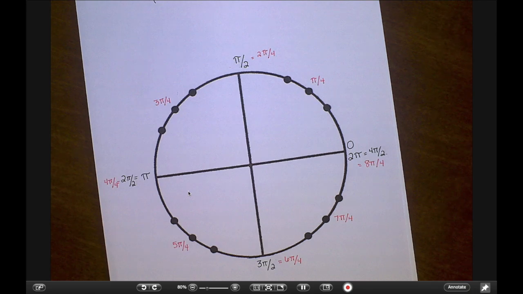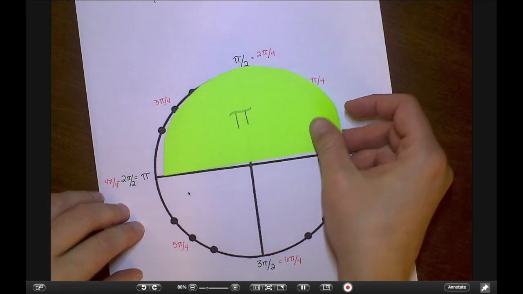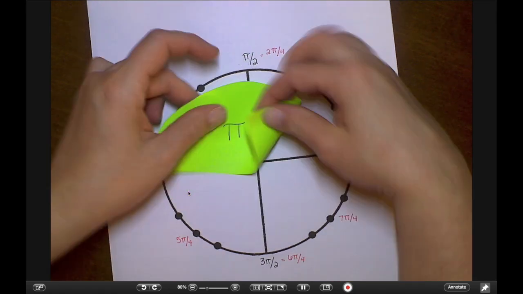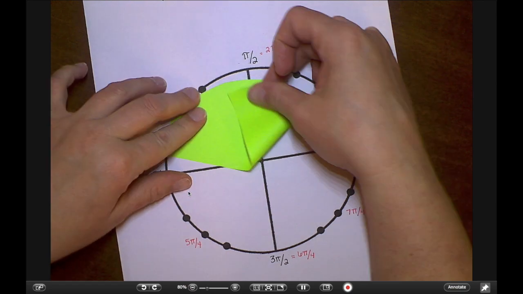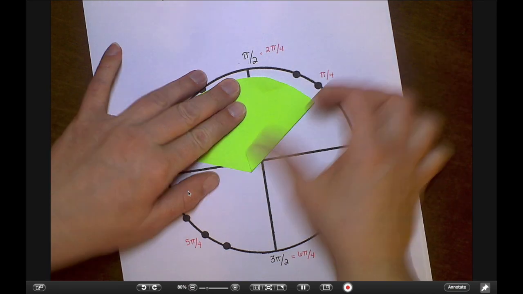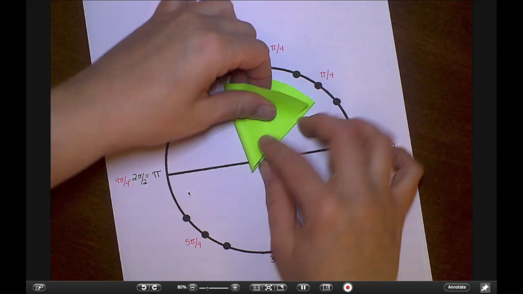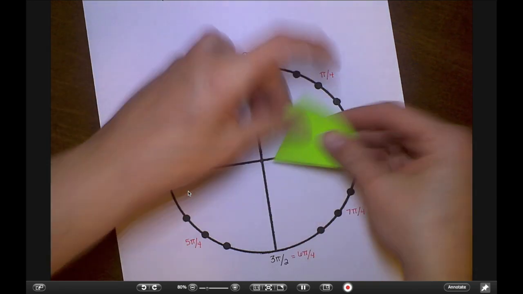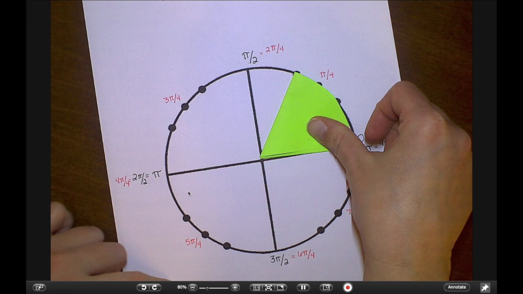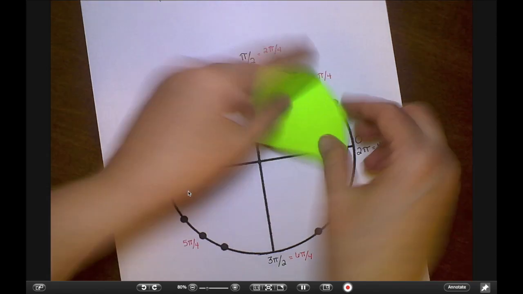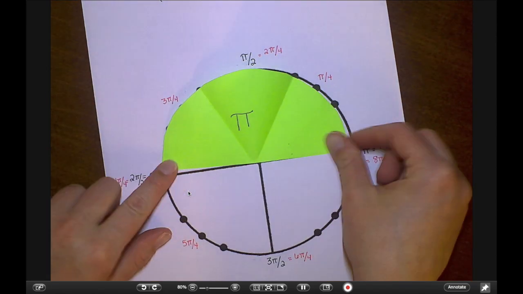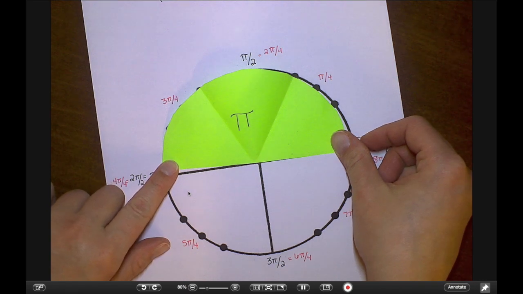Okay, let's divide it up a different way. So instead of dividing it into fourths, which is what I did a second ago, now I want to take this 1 pi and divide it into thirds. So I'm taking my 1 pi and I'm dividing it into 3 pieces. And let's see how well I can do this. I think that looks about right. Okay, so this right here is pi over 3. Because if you notice, when I unfold this, I've got my pi divided into 3 sections, right?